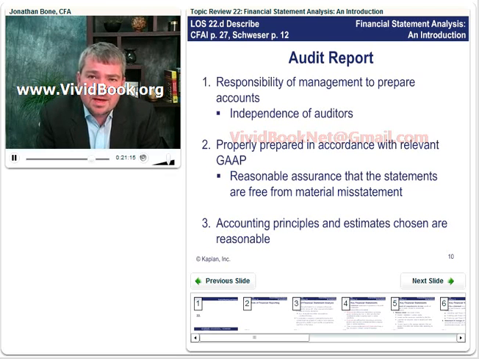Okay, they'll also make a statement that the accounts are properly prepared in accordance with the relevant GAAP, which stands for Generally Accepted Accounting Principles. And we're going to see two forms of GAAP as we go through financial reporting analysis. We're going to see US GAAP and International Accounting Standards. International Accounting Standards, sometimes just referred to as IFRS, International Financial Reporting Standards. Whenever you see IAS or IFRS in the syllabus, they can be used interchangeably.